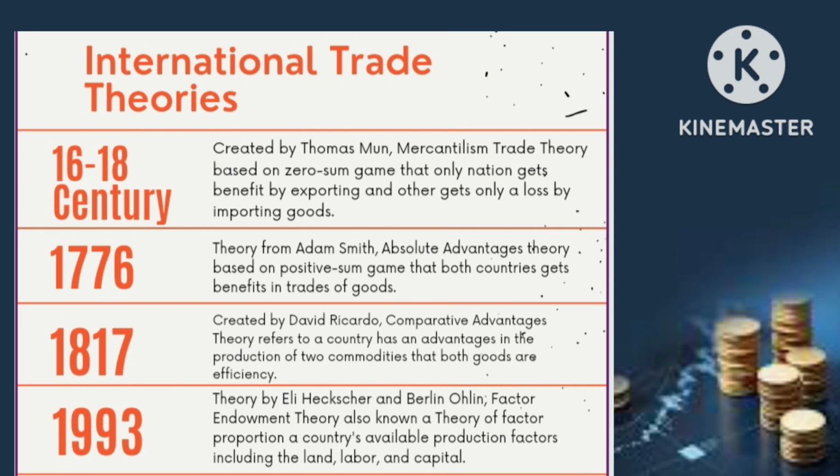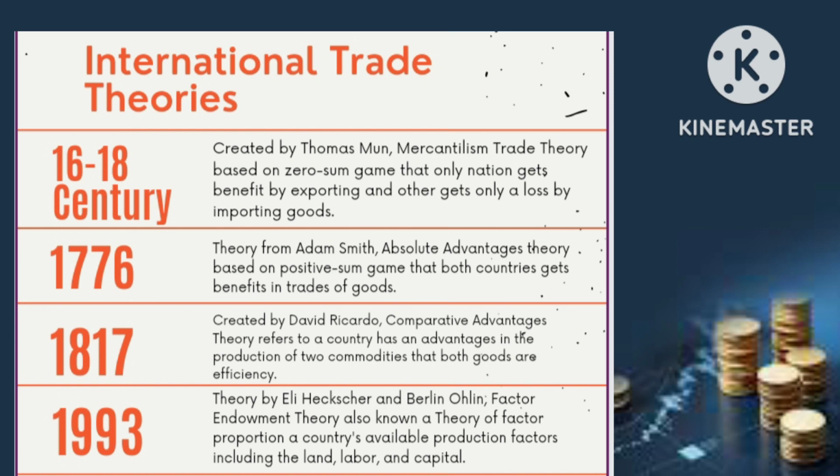The eight international trade theories, including their differences in trading goods and services among various nations. We have mercantilism trade, absolute advantage trade, comparative advantage trade, factor endowment, Leontief paradox, product life cycle, new trade, and Porter's diamond theory. In the 16th to 18th century, mercantilism trade theory was created by Thomas Mun based on a zero-sum game that only one nation gets benefit by exporting and the other gets only a loss by importing goods.